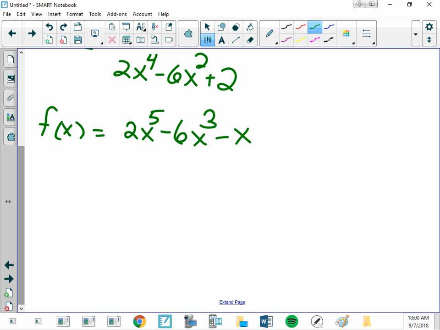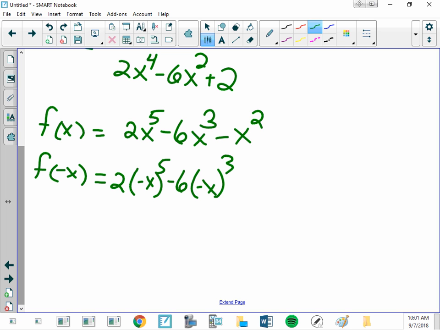Let's plug in negative x. 2 times negative x to the 5th minus 6 times negative x to the 3rd minus negative x squared. What happens with this first x? It stays a negative. So negative 2x to the 5th. What about the next one? It turns into a positive. And the next one stays negative. And how does this equation compare to the original? It's not the exact opposite. So is this even? Nope.